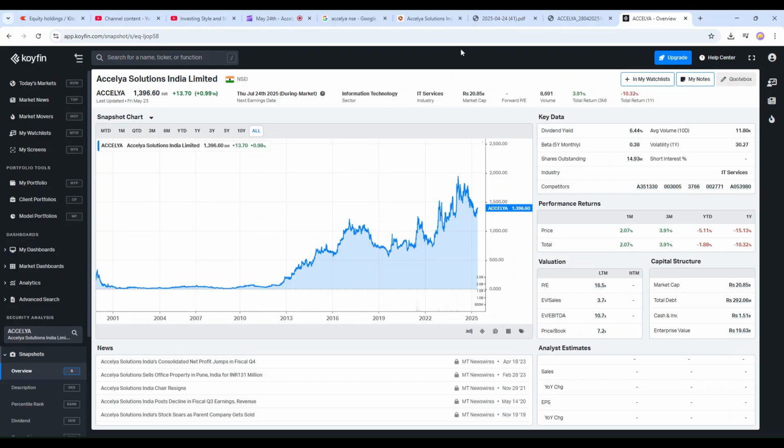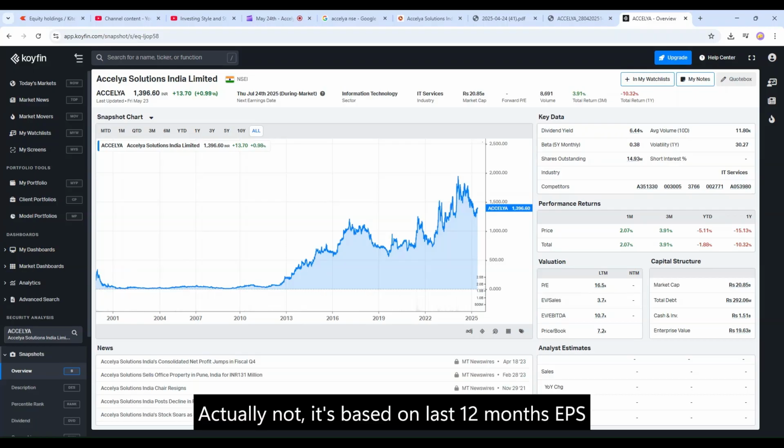Now I want to take the overall look at the company. So I have this Accelya Solutions here. So it has a high dividend yield. Total shares outstanding is 14.9, so 1 crore 49 shares, right? A million is 10 lakh, 10 million is 1 crore, so basically it has 1.5 crore outstanding shares. It has a PE ratio of 16.5, but that 16.5 is based on the reduced profit for the last year because of that exceptional item.